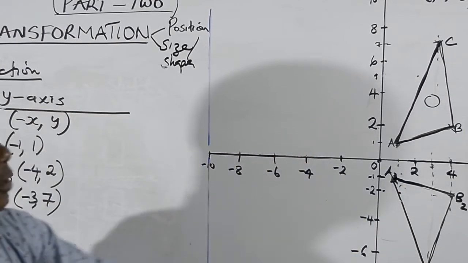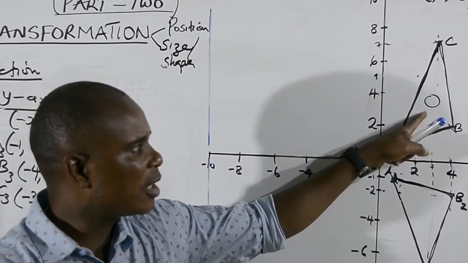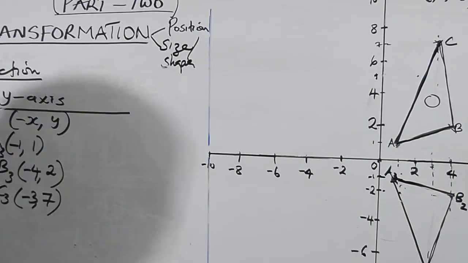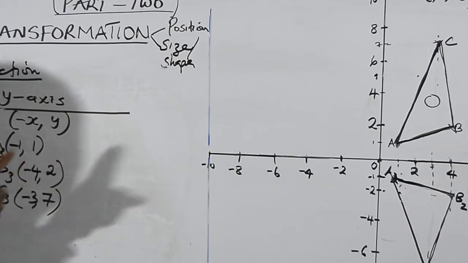So you see this object, the image has been reflected along the x-axis. That is how this image gets there. Let's see how it is also reflected in the y-axis.